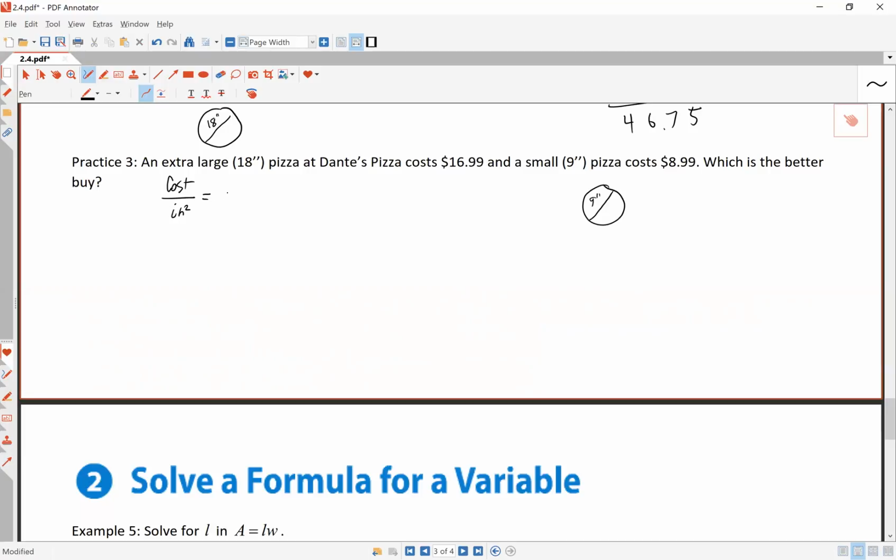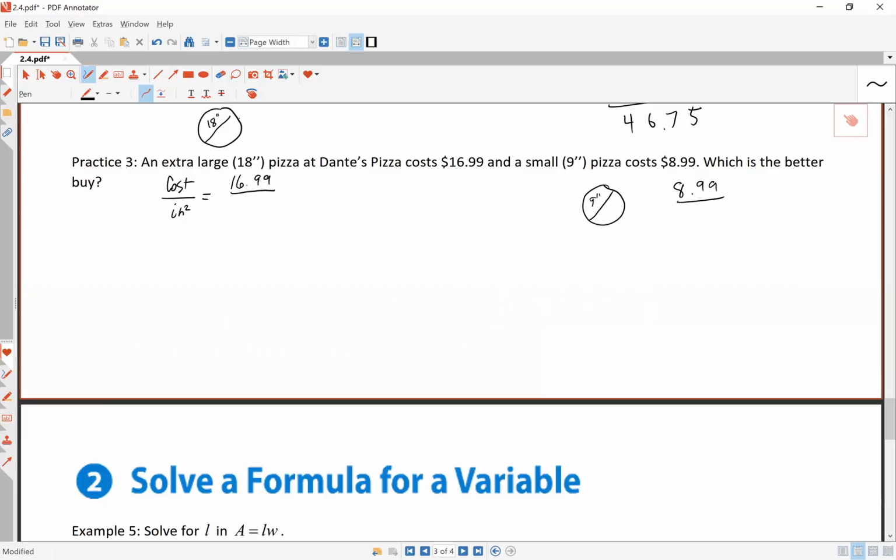So what you want to do is take the cost, $16.99, and divide it by the square inches. Take the cost of $8.99 and divide by its square inches. And since they are circles, you use the formula pi times the radius squared. The labor is pretty intensive on this problem just because of the bad decimals, so I would encourage you to use a calculator. Go ahead and try to come up with the area of those two circles, and then come back when you're ready to see the solution worked out.